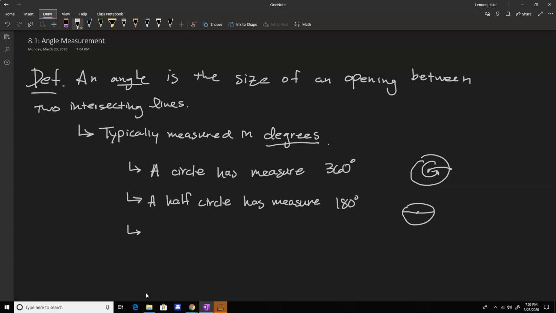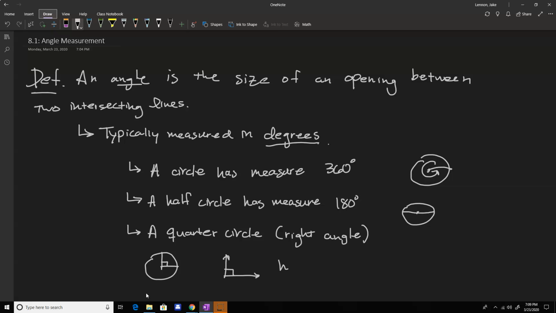But the other one that is significant for us is a quarter circle. This is what's known as a right angle, so this will be very important in the coming sections. So if you look at what a quarter circle would look like, these aren't always in the context of a circle, but that's denoted with a little box like this. So if you have two lines that meet and there is a box drawn like this, that means that those meet at a right angle. So this has measure 90 degrees. The big payoff for that is going to be the Pythagorean theorem for triangles that we'll learn about. We'll look at that in section 8.3.